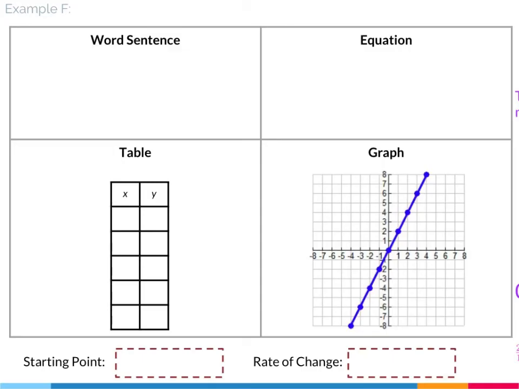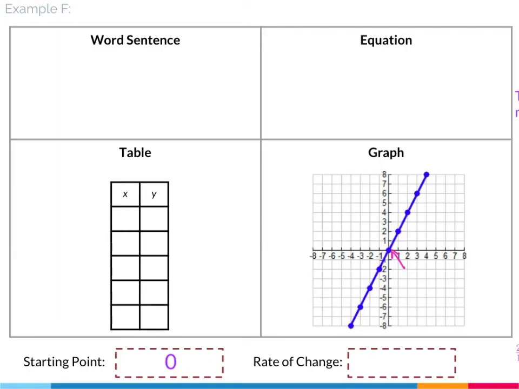Here we are at example F, and this time they've given us the graph, and we need to figure out the other parts: the table, the equation, and the word sentence. So the good news when we have the graph is we can easily tell where our starting point is, based on what we just talked about. Since we're looking for when the line crosses the y-axis, and it crosses the y-axis at 0, we know our starting point is going to be 0.